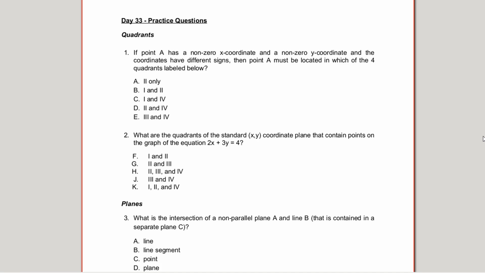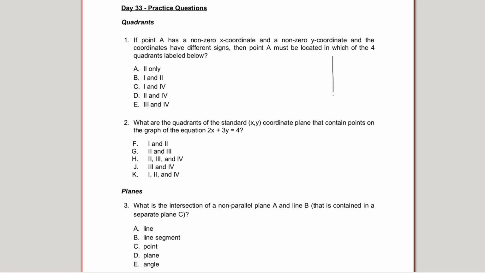In this video, we're going to be going through the practice questions that go along with quadrants and planes, and we'll start with question number 1. If point A has a non-zero x-coordinate and a non-zero y-coordinate, and the coordinates have different signs, then point A must be located in which of the 4 quadrants labeled below?